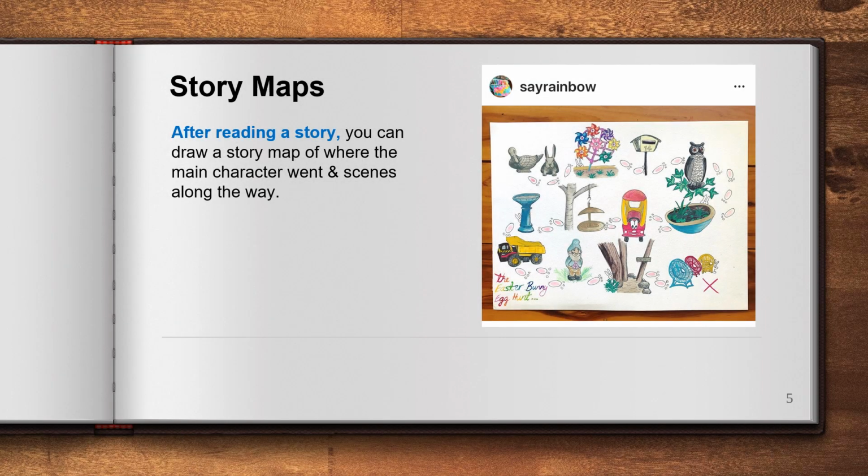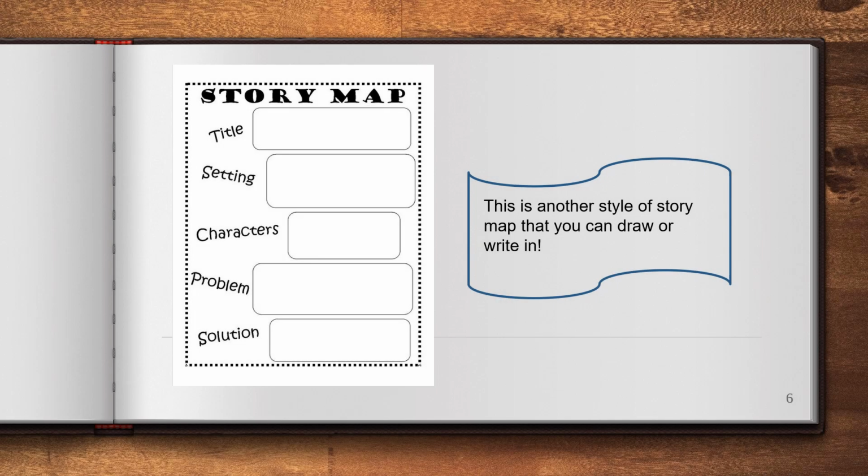After reading a story, you can visualize by drawing a story map of where the main characters went and scenes along the way. Here's another kind of story map that people sometimes like to use.